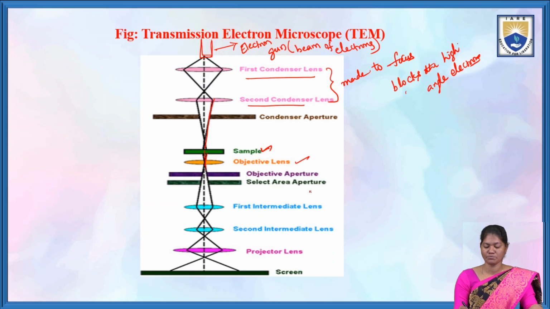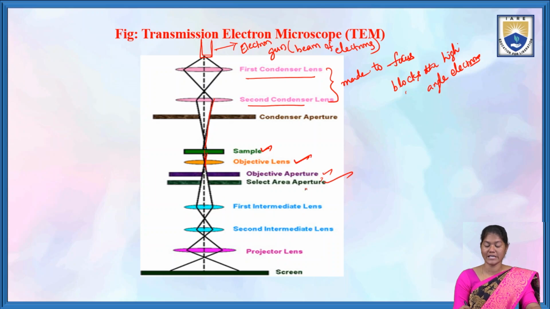This is made to focus the image, and it knocks off the high angle electrons of the beam. Here we use this objective lens and objective aperture.